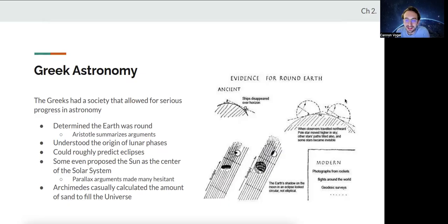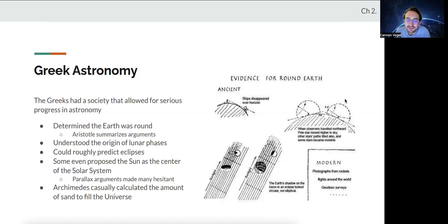So what are some of the things they discovered? Well, they figured out that the Earth had to be round. Not only that, but we'll talk about how they even measured the radius pretty accurately. They understood not only the lunar phases, but why they happened, which we'll also talk about in this class. They were able to roughly predict eclipses, which is quite challenging to do, and they still didn't quite understand how to do it, mostly because they didn't have enough data.